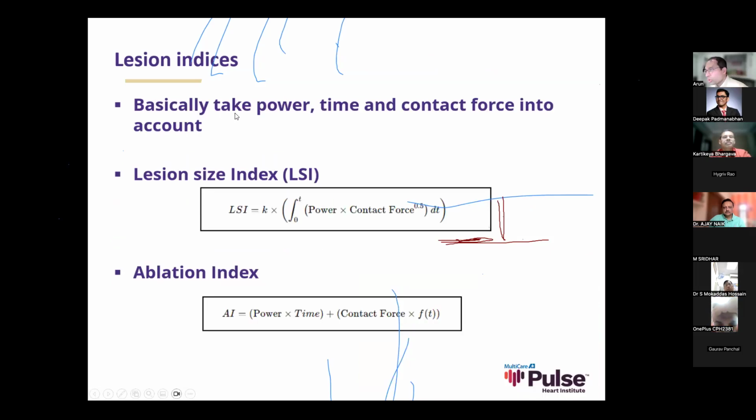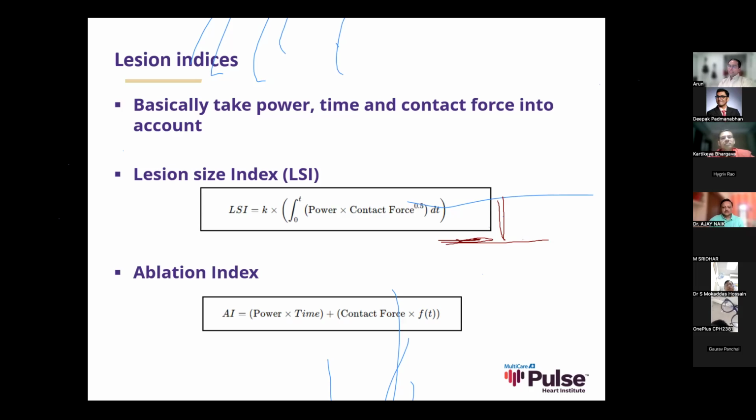Lesion indices. So the companies have come up with some lesion indices, to give you assurance that you are creating a good lesion. I'm not entirely bought into the fact that these formulas can tell you whether a lesion is good or not, but this is the best we have, and a lot of people use it religiously in this country.